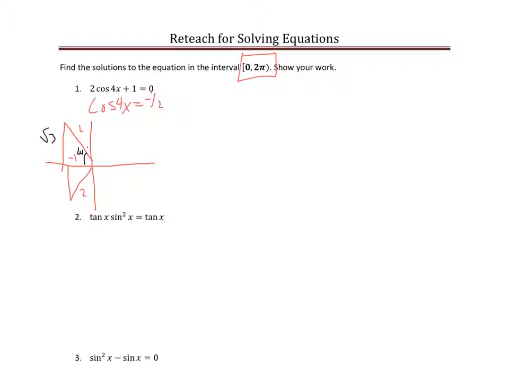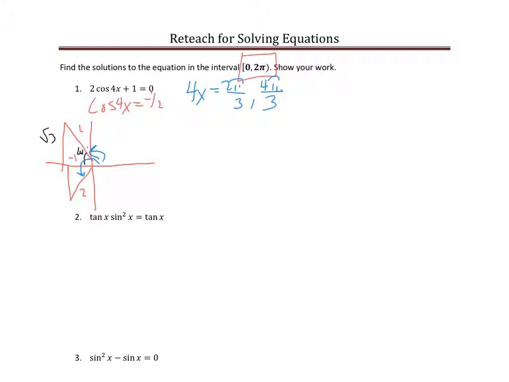So now first find out my first rotation. So I'm going to write the 4x so I remember. 4x is equal to my first rotation. This angle right here would be 2 pi over 3. My second angle right here would be 4 pi over 3. That's my first rotation. So then I have to keep on adding 2 pi until I have 4 rotations.